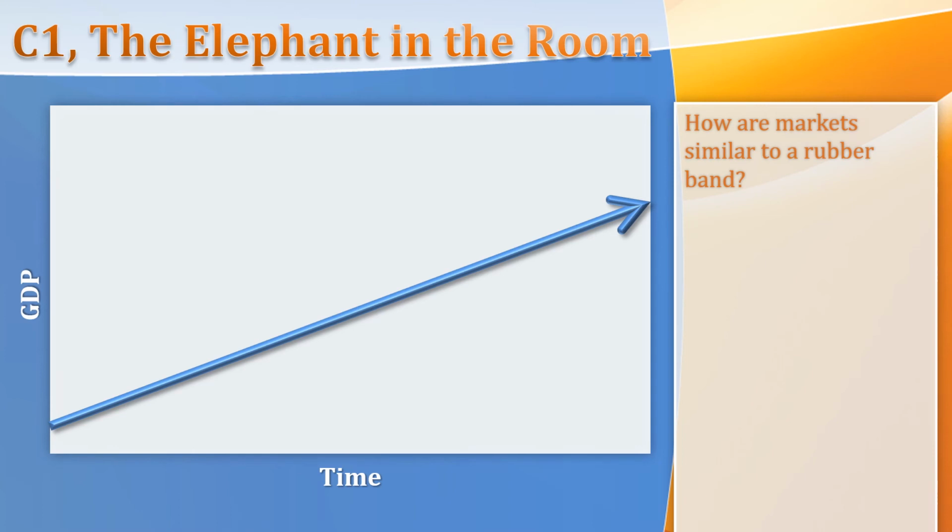We're again going to take a look at how markets are similar to a rubber band. In this chart, the blue line represents equilibrium for GDP. You'll notice that it's running from the lower left-hand corner to the top, so that means that it has a positive slope. This is similar to how all economies act.